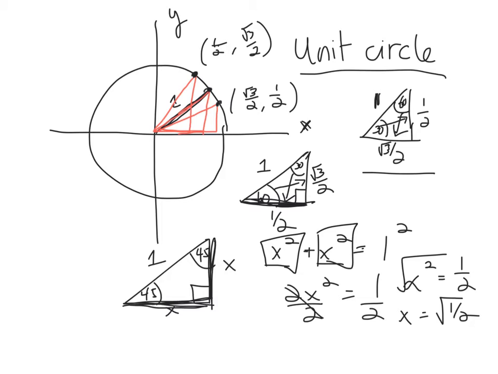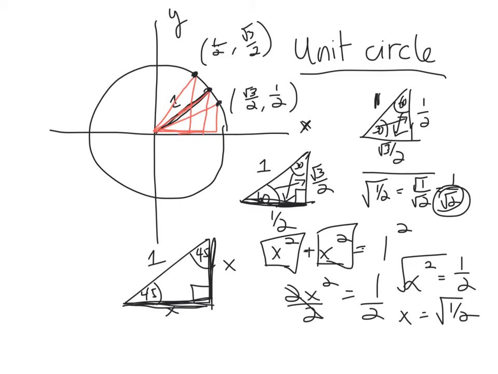And we get the square root of 1/2. But the square root of 1/2 is the same thing as the square root of 1 over the square root of 2. Square root of 1 is just 1, so 1 over square root of 2. But as mathematicians, we don't normally leave radicals in the denominator.